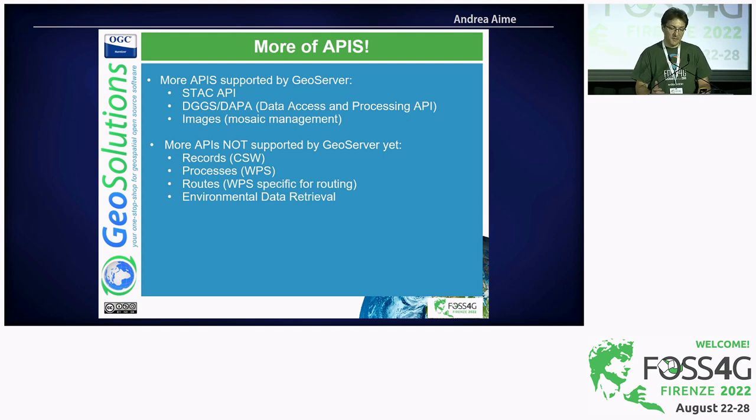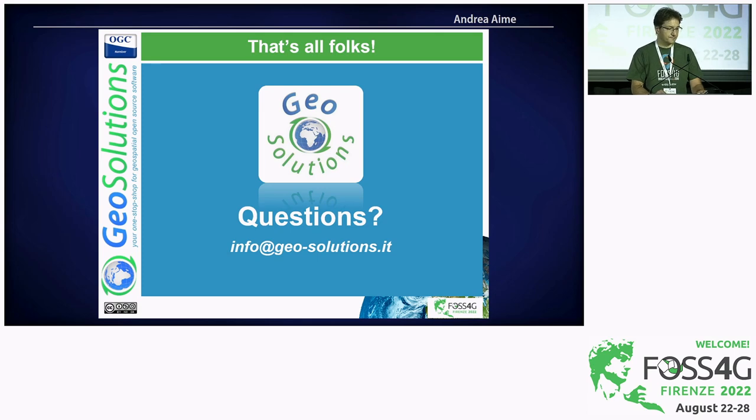There are also APIs which are not supported, but they could be, such as records, so the equivalent of CSW, processes, which is the equivalent of WPS, routes, which is a specific implementation of a WPS designed for routing, and environmental data retrieval, which is a sort of a sibling to OGC API features, but with more features specific to environmental data retrieval. And this is it.